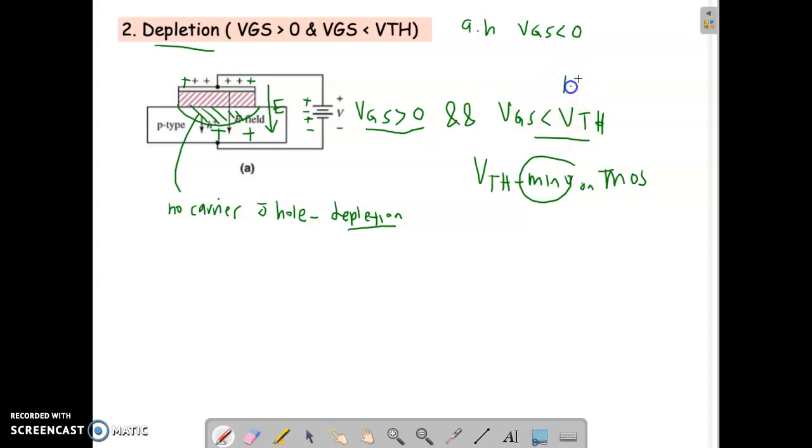So when there is not enough energy to turn on, it becomes less. Let's say the threshold is 1.5 volt. If we apply a positive voltage but you apply only 1 volt, there will still be a depletion region, which is depleted of hole carriers in this area. So this is what we call depletion.